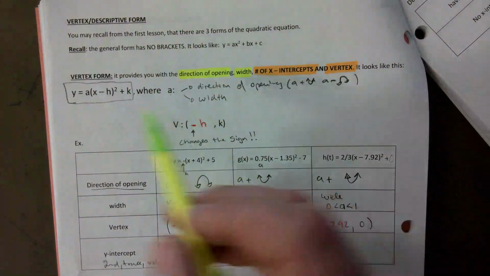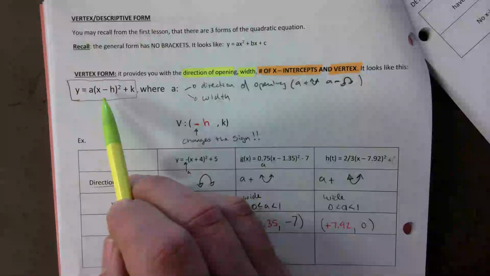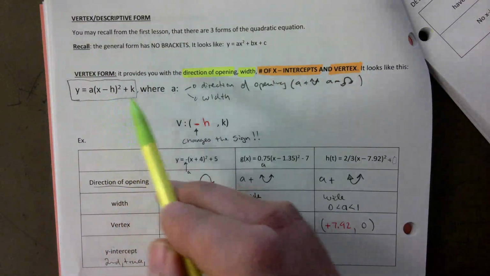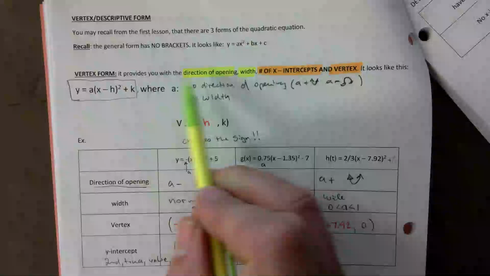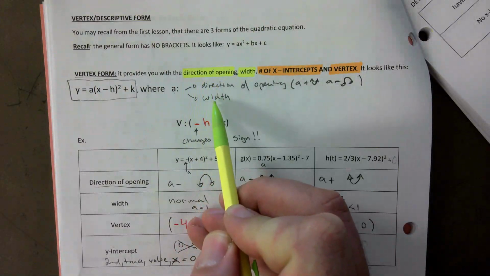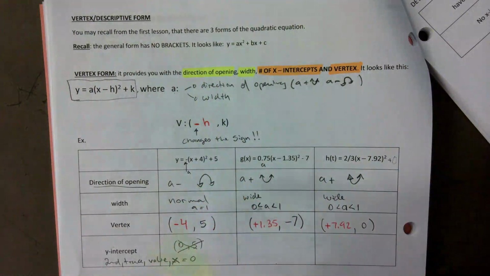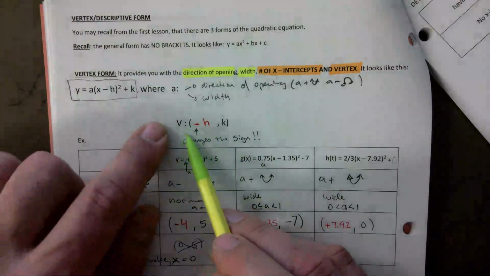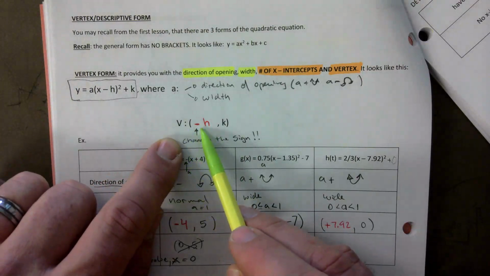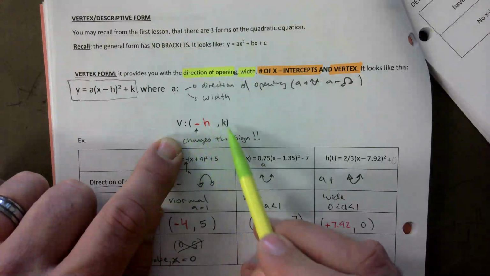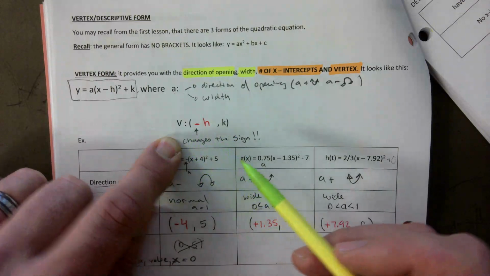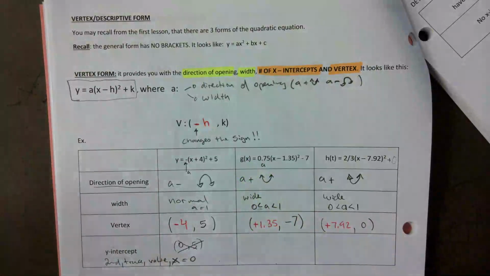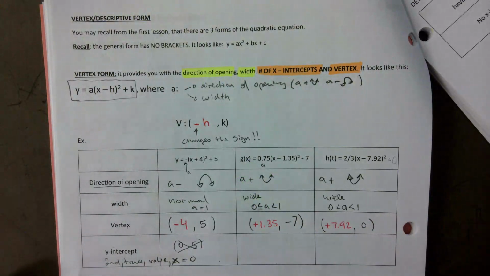So the vertex form looks like this. So I would have this on my study sheet. And a, the value in front of the bracket, is still doing the same as before, direction of opening and width. This is on page 15. And the vertex, we change the sign. Okay? So maybe I will give you an example at the bottom of this page.